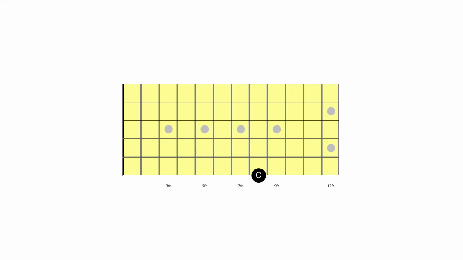1/2 step up from C to the 9th fret is going to be D flat. 1/2 step up from D flat to the 10th fret is going to be D. 1/2 step up from D to the 11th fret is going to be E flat. And 1/2 step up from E flat up to our 12th fret is going to be E again.